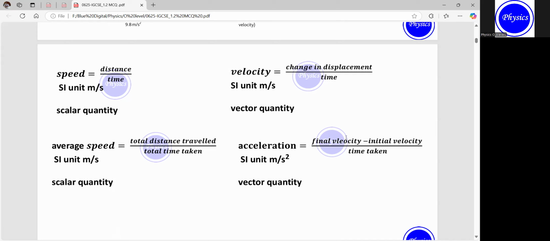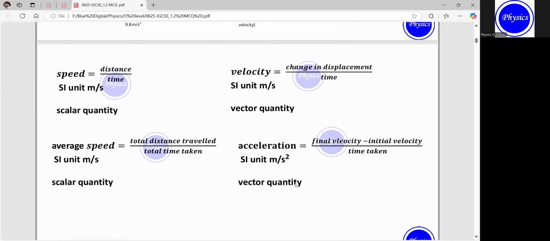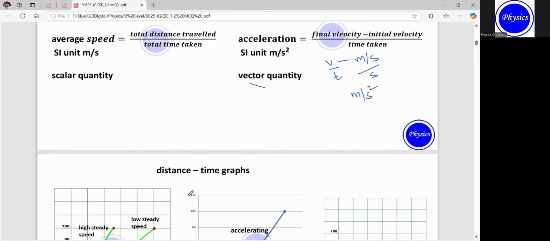Acceleration is change in the velocity, like final velocity minus initial velocity divided by the time taken. And its unit is going to be meter per second square. Why meter per second square? Because you have your velocity on top and the time at the bottom. Already we have velocity meter per second, again divided by time. So you get meter per second square. Okay. And it is a vector quantity because it deals with velocity over time. A vector quantity divided by a scalar quantity gives a vector quantity. So it's a vector quantity.